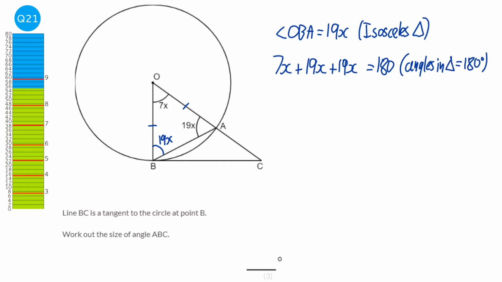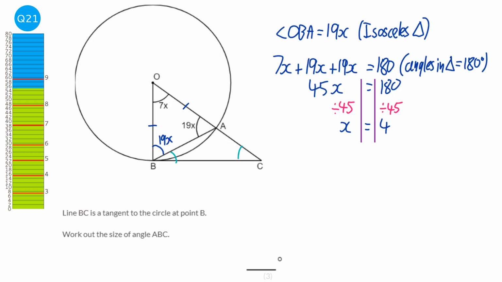Okay, so that's going to be 45x equals 180. And let's get our solving lines in. And we're just going to divide both sides by 45. Okay, so we've got x equals 180 divided by 45, which is 4. Now, we're looking for this angle here. That's angle ABC.